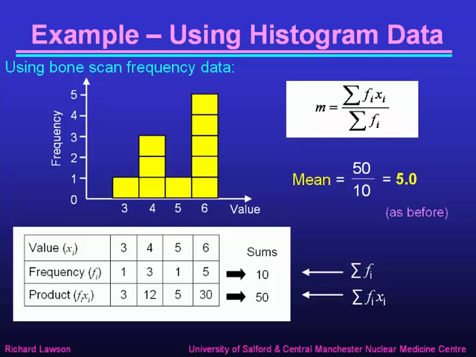So if you have data as a histogram, this formula is an alternative one you can use to work out the mean. Note that sigma fi, the sum of the frequencies, is always equal to n, the number of measurements. It's just an alternative way of adding up all the measurements.